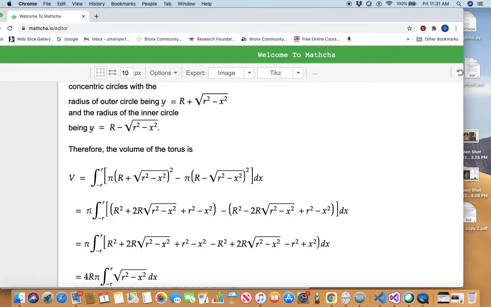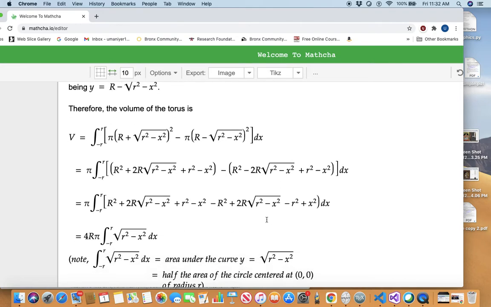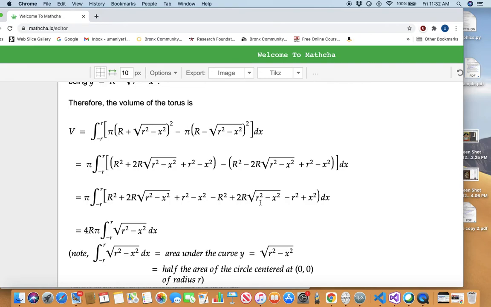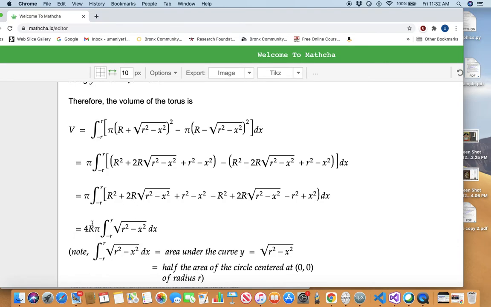Notice pi is a common factor. I've pulled it out. Expand this. R squared plus 2R square root of r squared minus x squared, plus the square of this, R squared minus... minus, square this, that again gets me R squared minus 2R, and so on. When you simplify, things cancel. All that is left is this term and this term. So 4R square root of r squared minus x squared. So I have pulled the 4R out and kept pi outside.